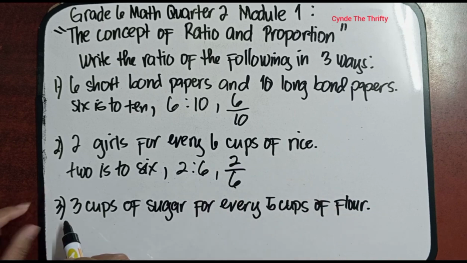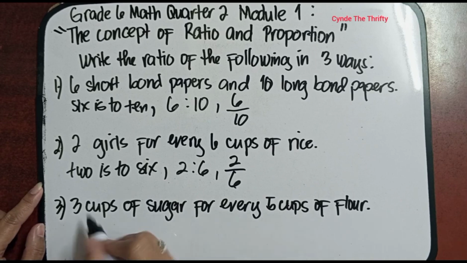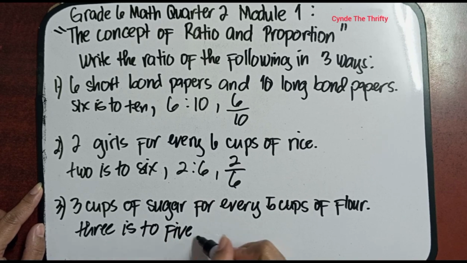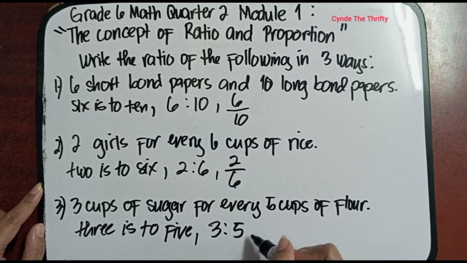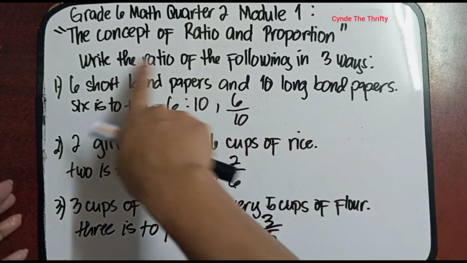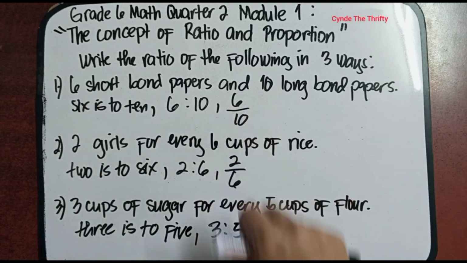And then number 3, 3 cups of sugar for every 5 cups of flour. Okay, so sugar is to flour tayo. So 3 cups is to 5 cups. So ang word form natin, 3 is to 5. Okay. So 3 is to 5, ang column form, 3 is to 5. And then ang fraction form, 3 over 5. Ayan. So ganyan lang kadali. Magsulat ng ratio sa tatlong paraan. So, word form, column form, and fraction form.